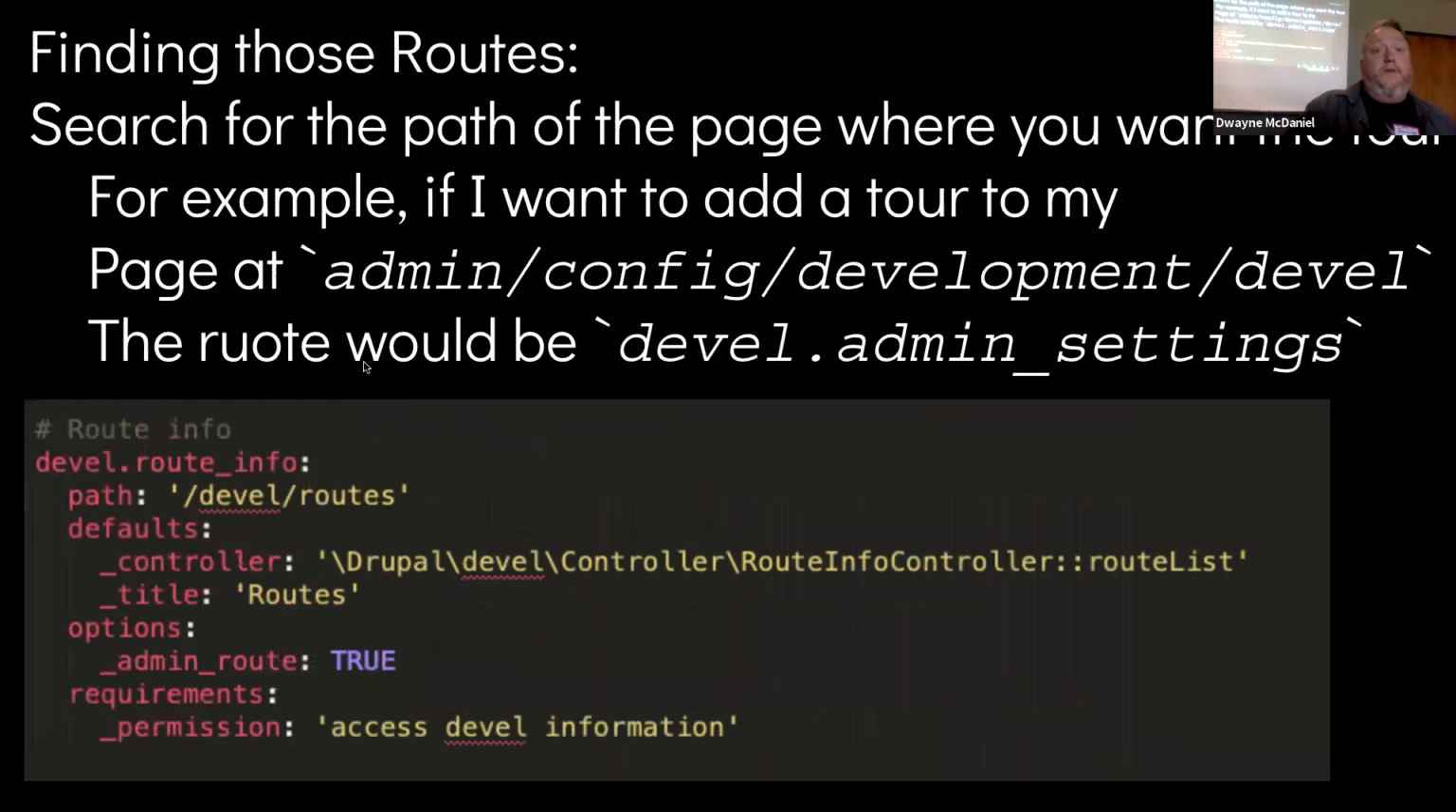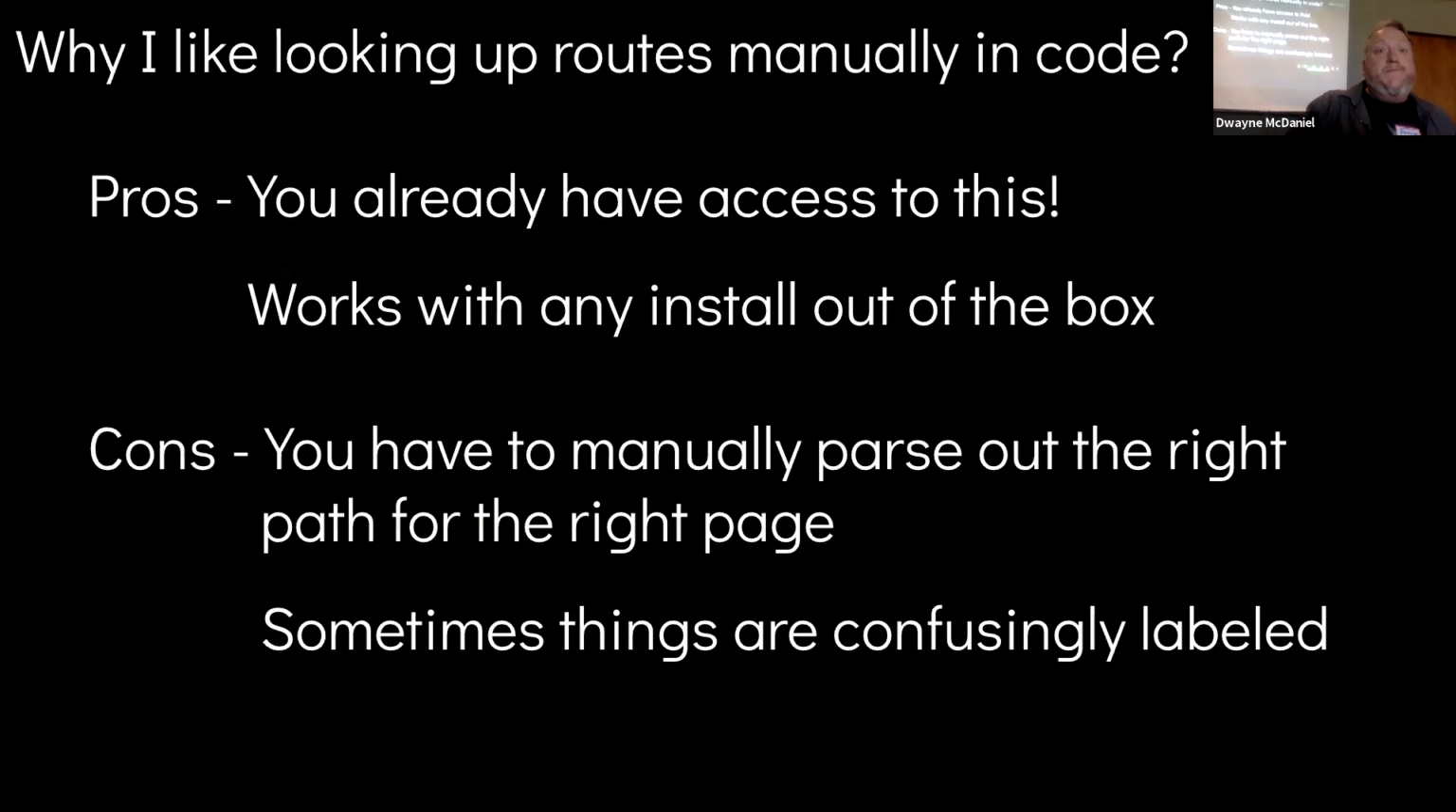Here's a good example. If I'm writing a Double routes tour for the next thing I'm about to show, double.route_info is my route for that. But I found that by finding that path and then just Control F in the config. I like looking things up manually because I already have access to this. If you have access to the code, you have full access to all the routes. It's that easy, and this works no matter what you've done to your site.